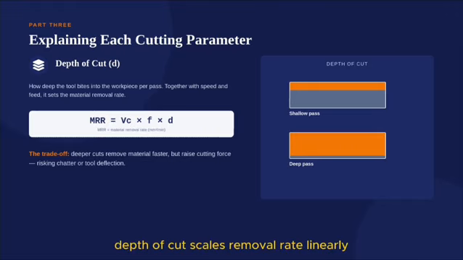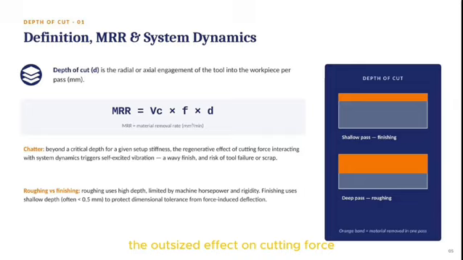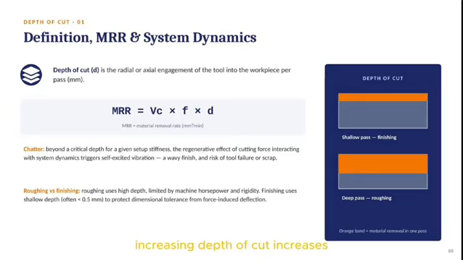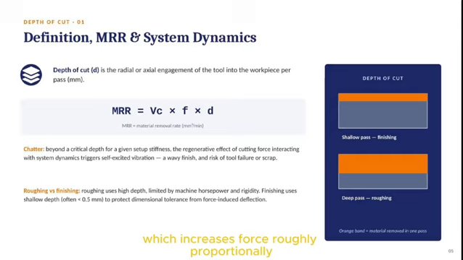Depth of cut scales removal rate linearly, identically to feed rate, but unlike feed, depth of cut has an outsized effect on cutting force magnitude and on system dynamics. Increasing depth of cut increases the engaged length of the cutting edge, which increases force roughly proportionally, and that force translates directly into tool deflection, workpiece deflection, and spindle loads.